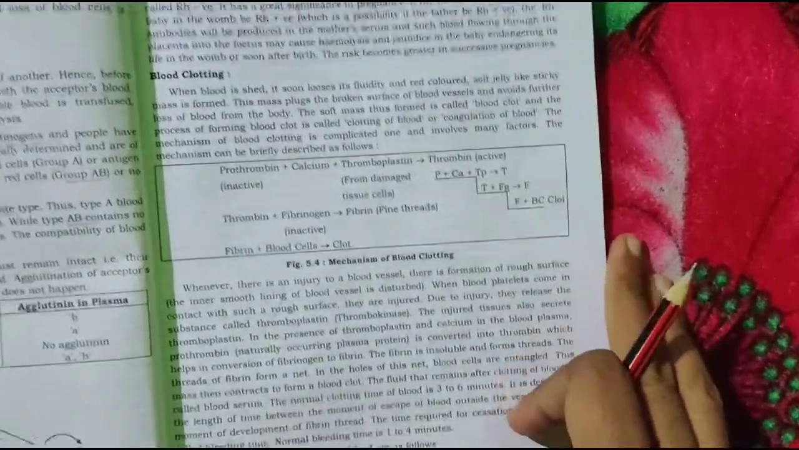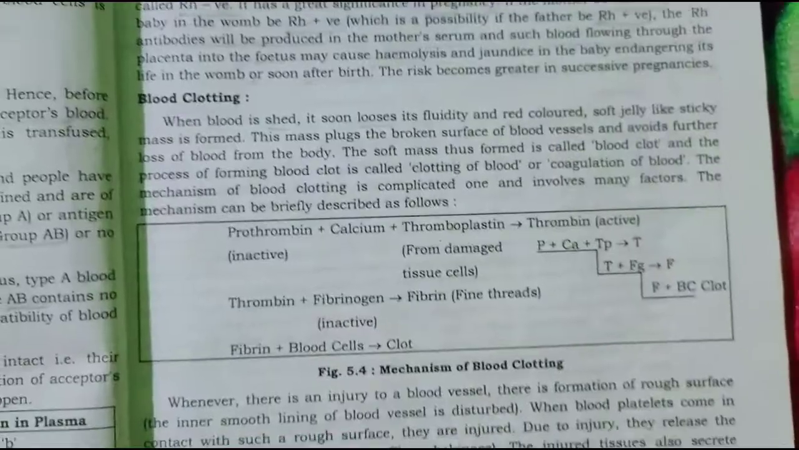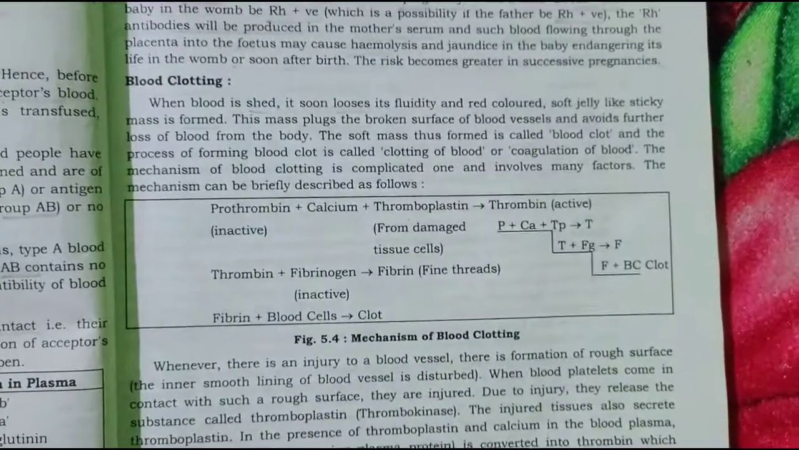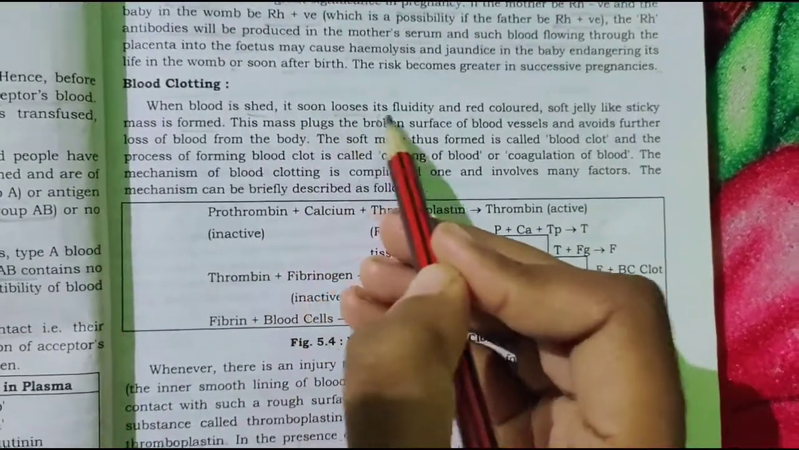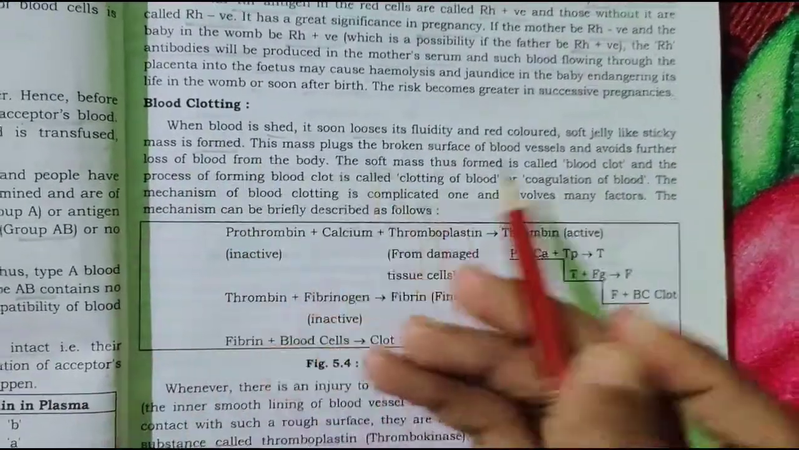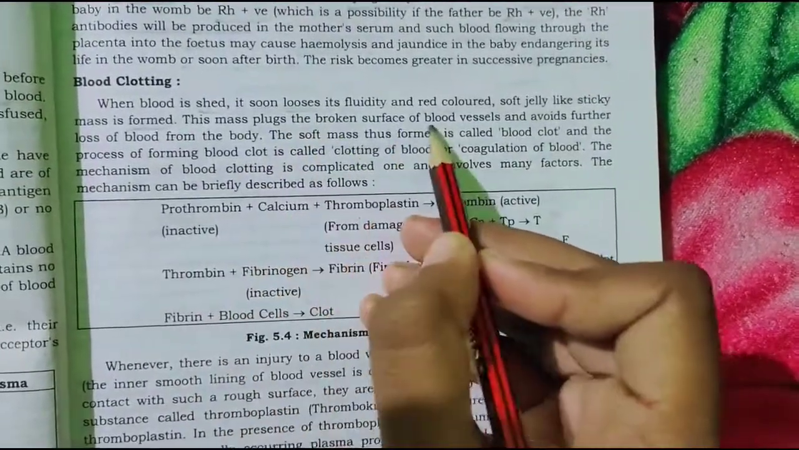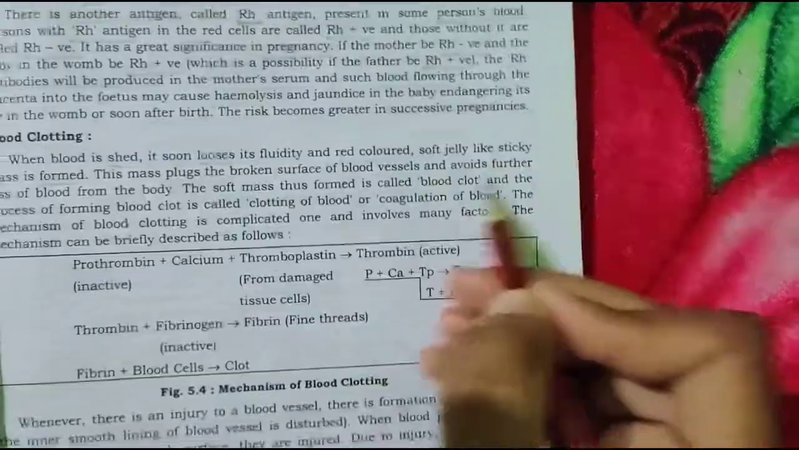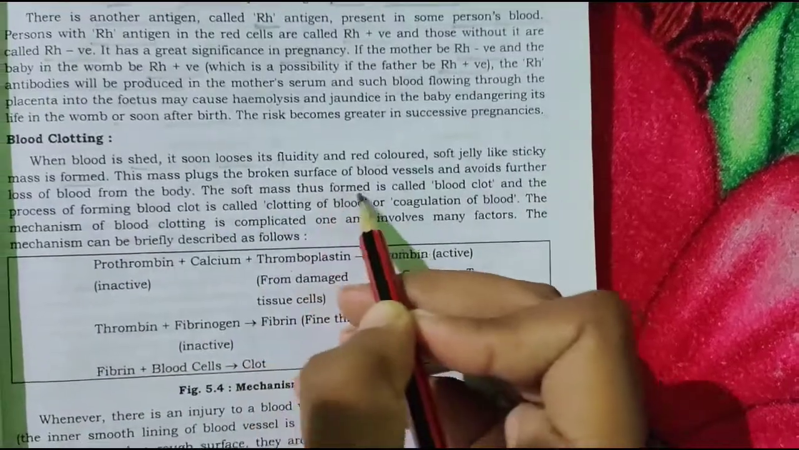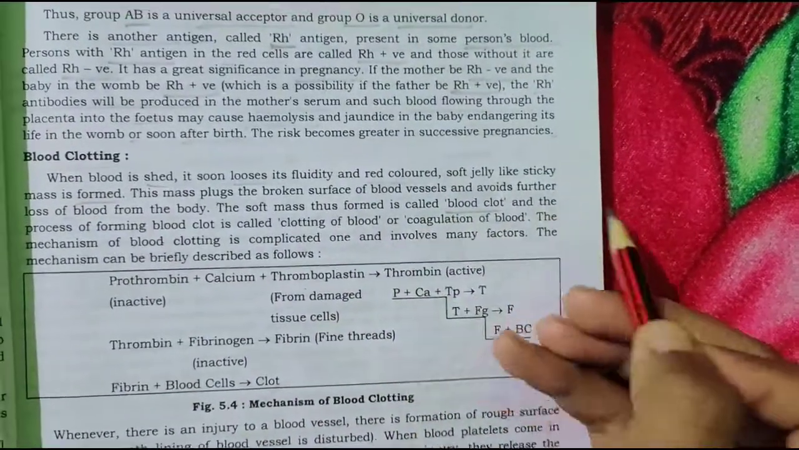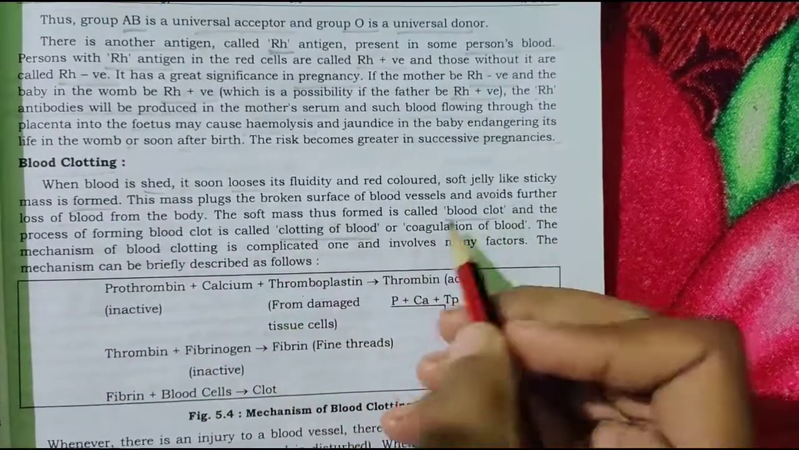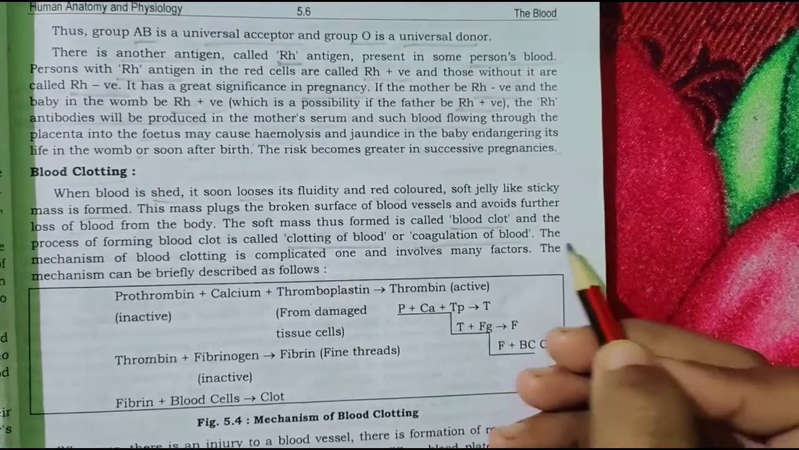Now study blood clotting. When blood is shed, it soon loses its fluidity and a red, soft, jelly-like sticky mass is formed. This mass blocks the broken surface of the blood vessels and avoids further loss of blood from the body. The soft mass thus formed is called a blood clot, and the process of forming a blood clot is called clotting or coagulation of blood.